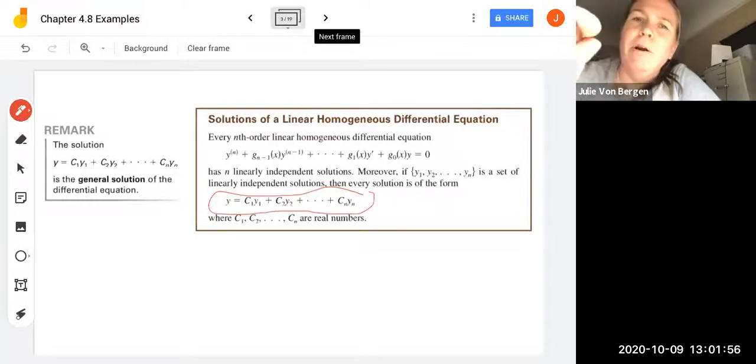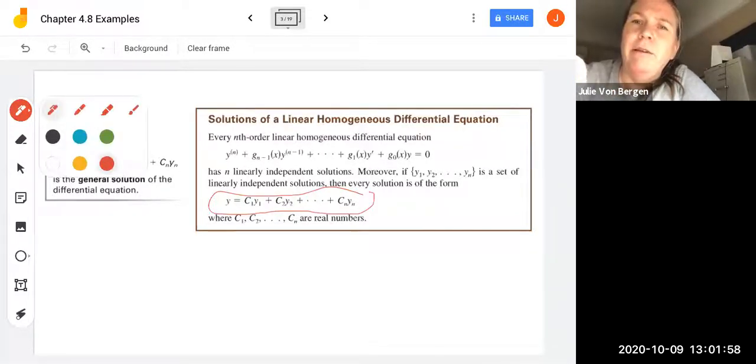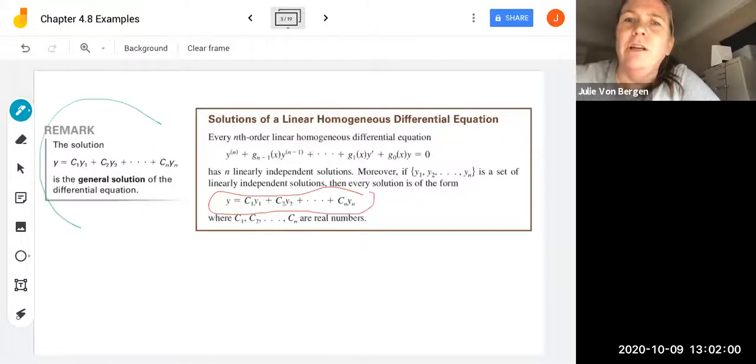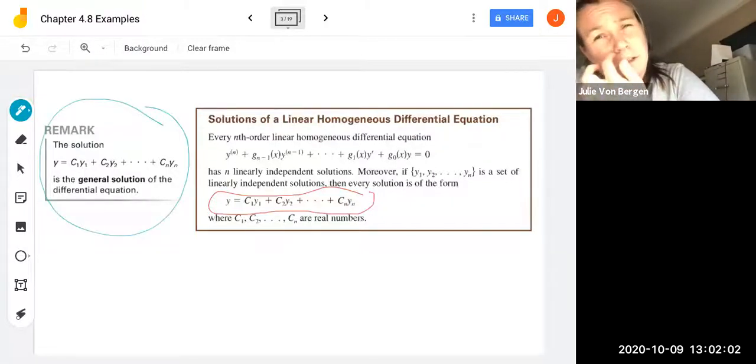And then there's an important remark over here. Make sure you notice that the solution in this form, y equals c1 times y1 plus c2 times y2 all the way through plus cn times yn, where the y1 through yn are these linearly independent solutions for our homogeneous differential equation, is known as a general solution of the differential equation. And you probably saw this in calculus. If not, you could skim back through a calculus book if you wanted more details about it.